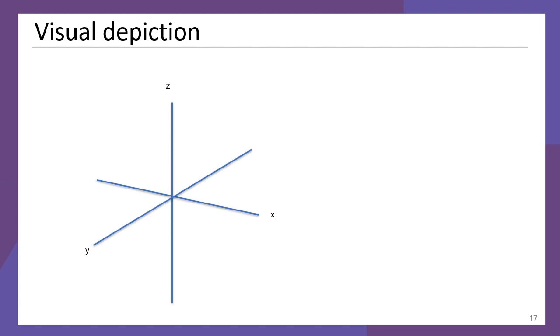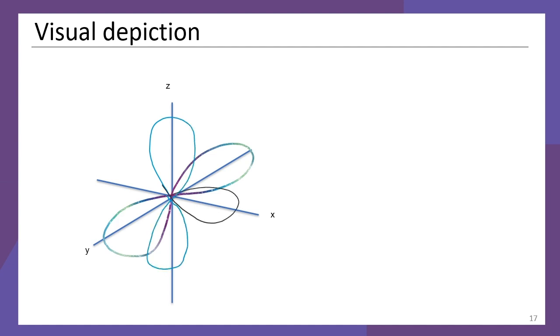So let's have a look at what these orbitals might look like. Imagine you've got your nucleus in the center of those axes. So if we're drawing out our p orbitals, it will look like this. We've got our 3 different orientations.